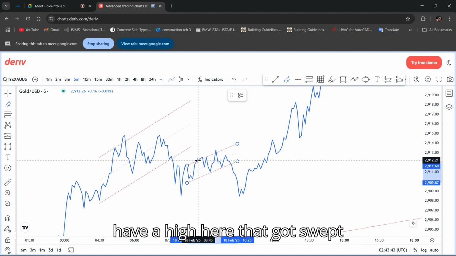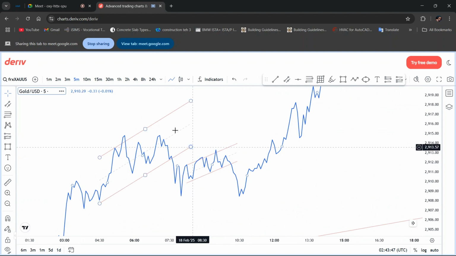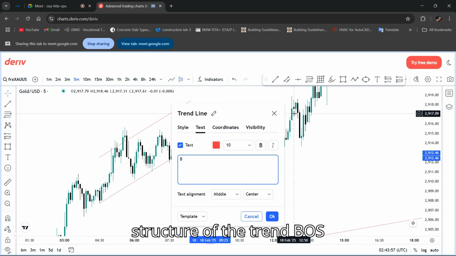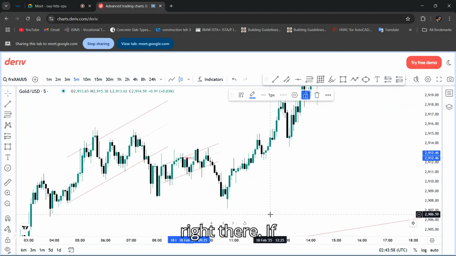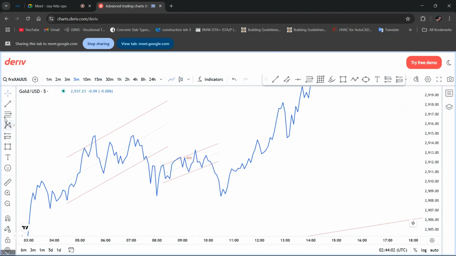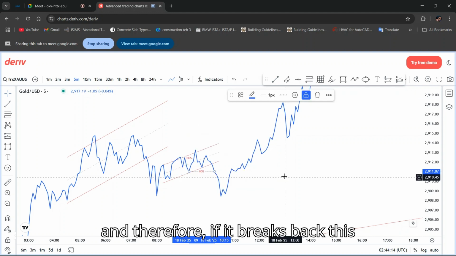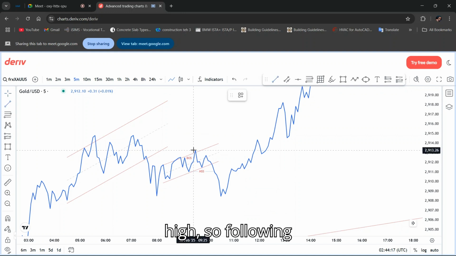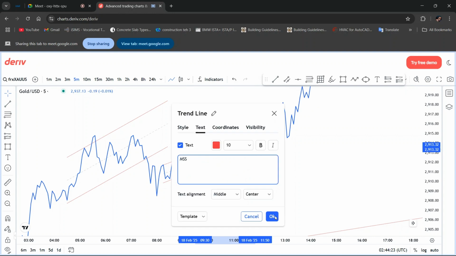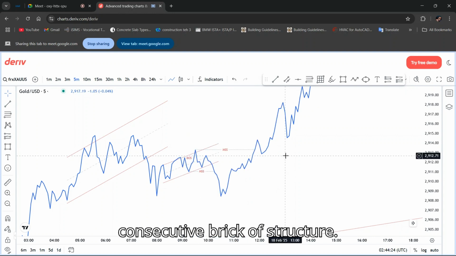I have a high here that got swept. Now, break of structure, the last break of structure of the trend, BOS, right there. And if that's the BOS, then this is the market structure shift. This is the market structure shift. And therefore, if it breaks back this high, following the MSS, then this would have been the consecutive break of structure.